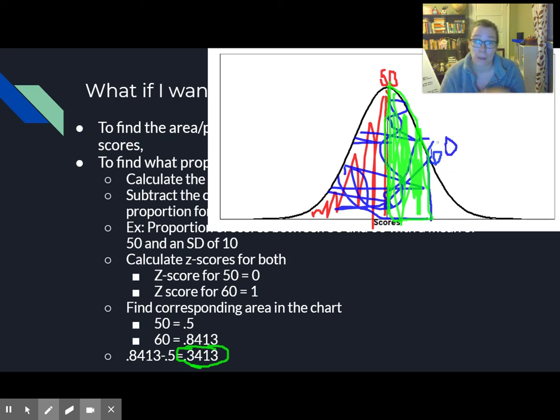So this tells me that the proportion of people who scored between a 50 and a 60 is going to be 0.34. That's my proportion. Or I can express that as 34% of people are going to have a score in between 50 and 60. Okay?